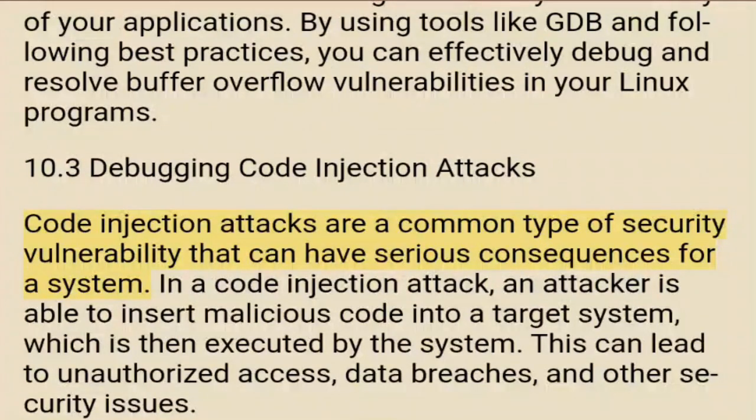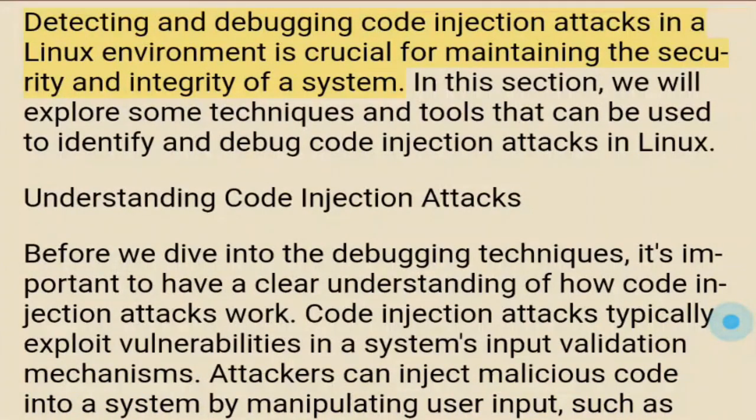Code injection attacks are a common type of security vulnerability that can have serious consequences for a system. In a code injection attack, an attacker is able to insert malicious code into a target system, which is then executed by the system. This can lead to unauthorized access, data breaches, and other security issues. Detecting and debugging code injection attacks in a Linux environment is crucial for maintaining the security and integrity of a system. In this section, we will explore some techniques and tools that can be used to identify and debug code injection attacks in Linux.